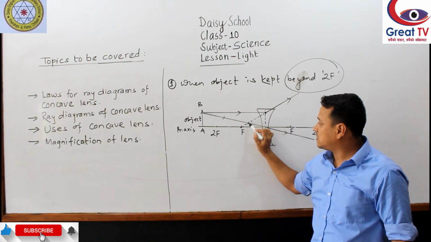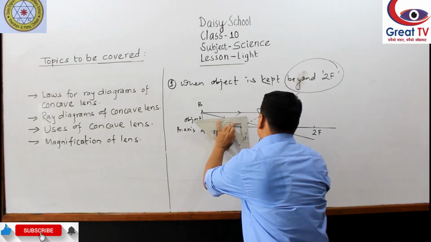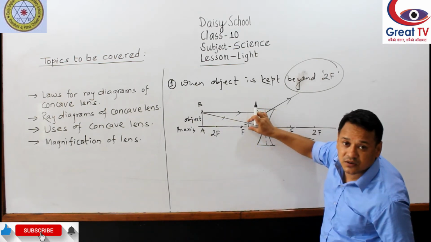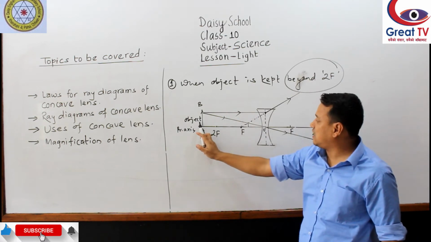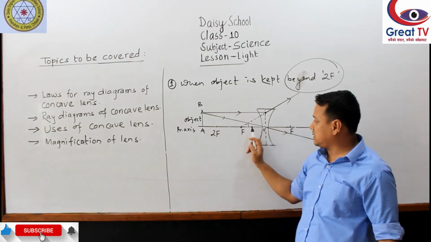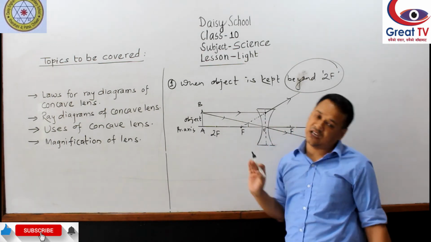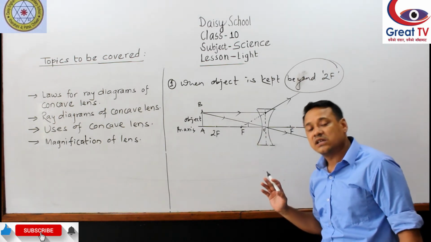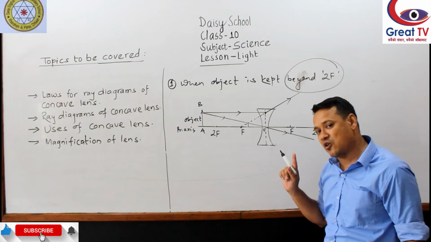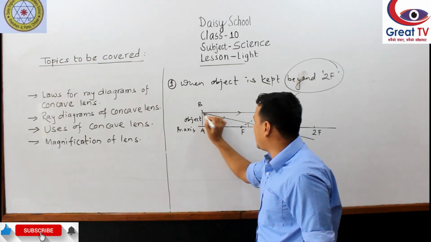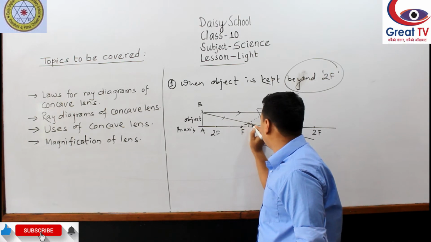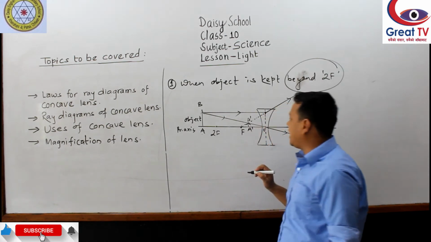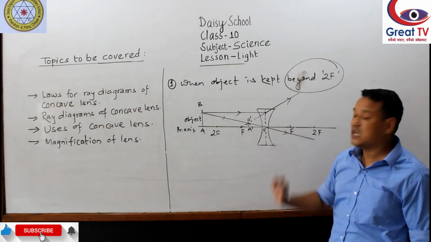So we have to join this point with the principal axis. So here, this one is the image. So object is here, image is here, lens is here. So both image and object are on the same side of the lens. In such a situation, what type of image will be formed? That is a virtual image, and a virtual image is always erect. So here is the arrowhead, then at the top we have to make the arrowhead. It is B, so here B dash, A, so here is A dash. So A dash B dash is the image.